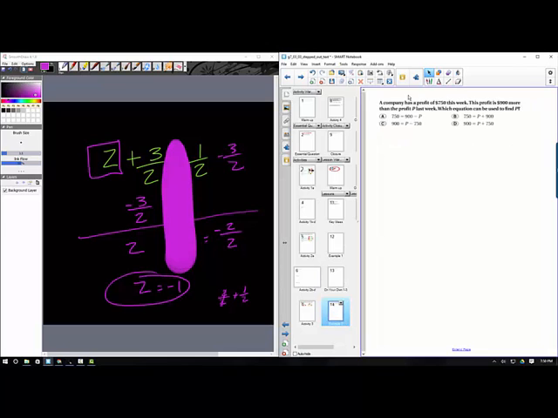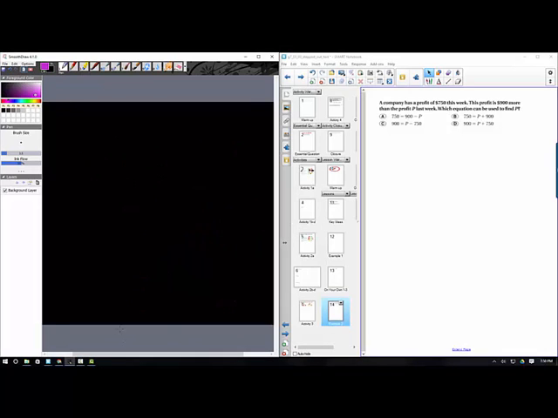And then this one here, if I go through, a company has a profit of $750 this week. This profit is $900 more than the profit from last week. So I have to figure out which equation would work here. So this has to be the profit is $750 minus $950. And I have to look here, which one of these things actually says that? Which would make this true? And if I look here, oh, I meant to say 900, not 950.